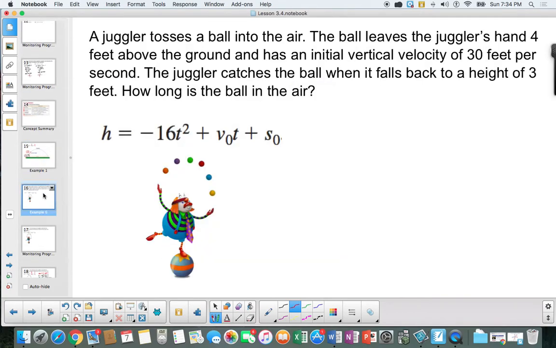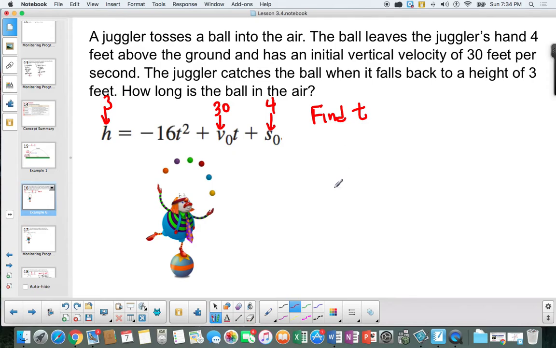All right, here's a question. A juggler tosses a ball into the air. The ball leaves the juggler's hand 4 feet above the ground. So this is going to be 4 feet, and has an initial velocity of 30 feet per second. The juggler catches the ball when it falls back at a height of 3. So this number will be 3 when it catches it. And the question is, how long is the ball in the air? So we want to find t. We want to find what t can be. T will have 2 answers, and we're going to try to find one of them here.